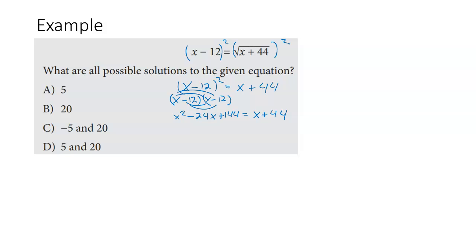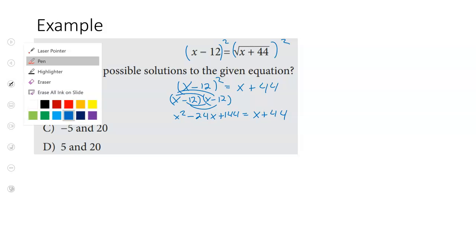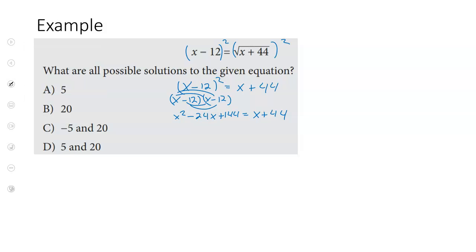What am I going to do next in my process of solving for x? We could, but let's get everything to this side. Subtract 44 and subtract x. So that cancels, sets our equation equal to 0. x squared minus 25x plus 100. And then what do I do with a quadratic?